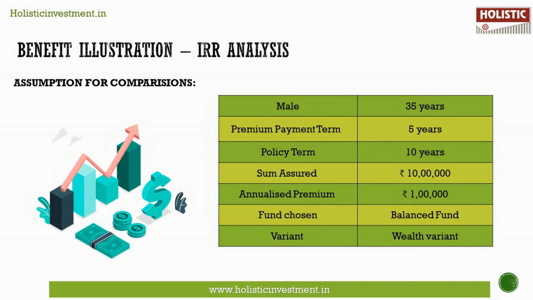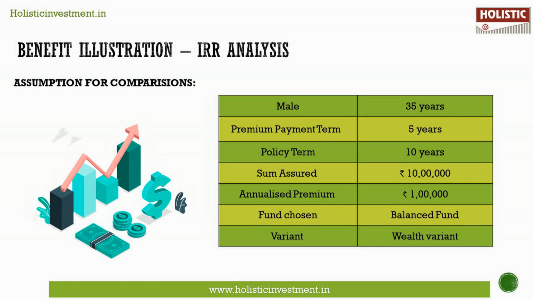So from the benefit illustration given on the Max Life website, we have calculated the IRR for this specific policy. To determine the IRR, we have to assume some things, right? Let's assume the policyholder is a male who is 35 years old, and the policy term he has taken is 10 years, for which he has to pay premium for 5 years, and the sum assured he will get is 10 lakhs, and the annual premium he has to pay is 1 lakh. The fund he has chosen to invest in is the balanced fund. It has both equity and debt, so it will be a mix of both, and the variant he has chosen is the wealth variant.